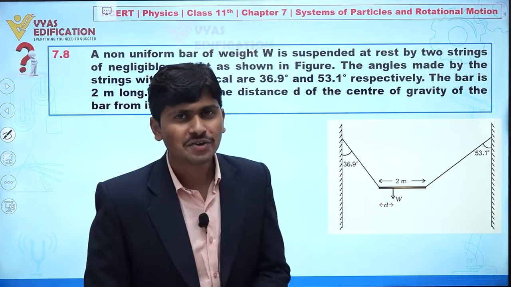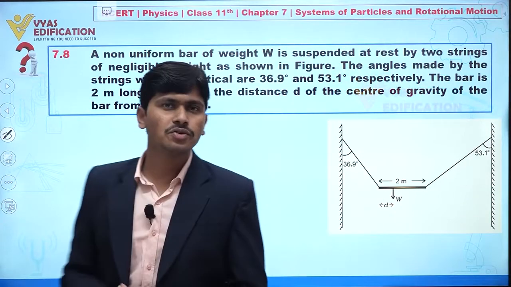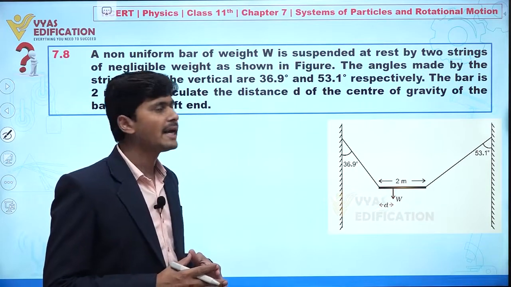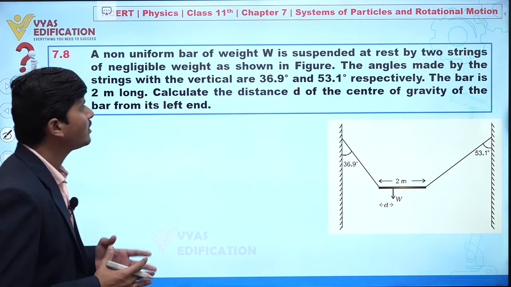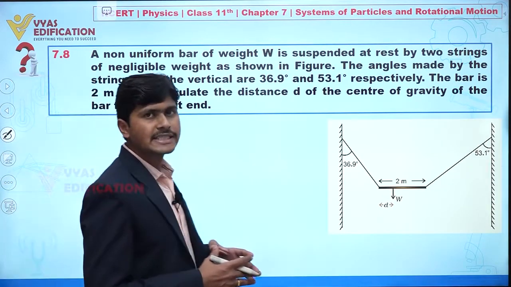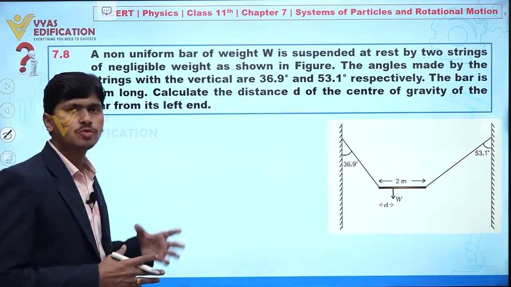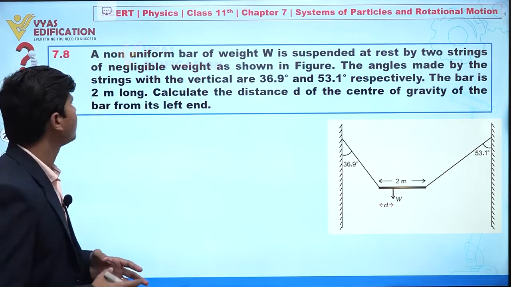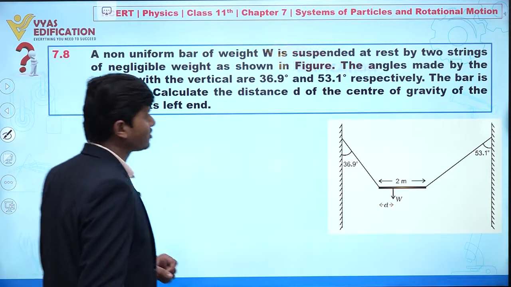Now students, we are going to discuss question number 7.8. In this question, a non-uniform bar of weight W is suspended at rest by two strings of negligible weight, as shown in the figure. The angles made by the strings with the vertical are 36.9 degrees and 53.1 degrees respectively. The bar is 2 meters long, and we have to calculate the distance d of the center of gravity of the bar from its left end. Clear? So let us try to understand this question.